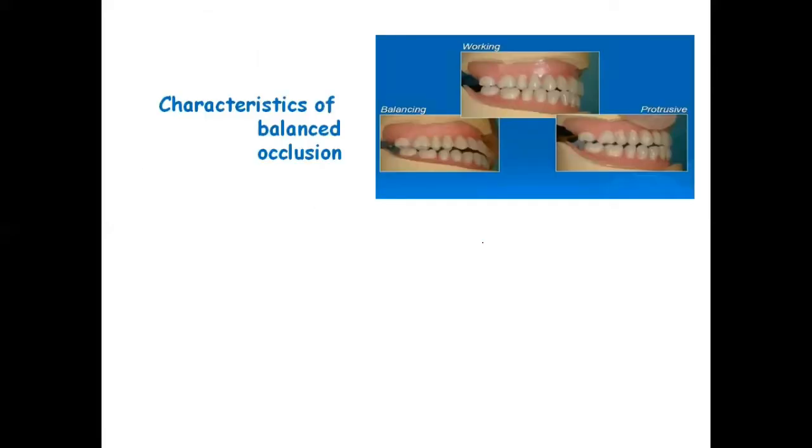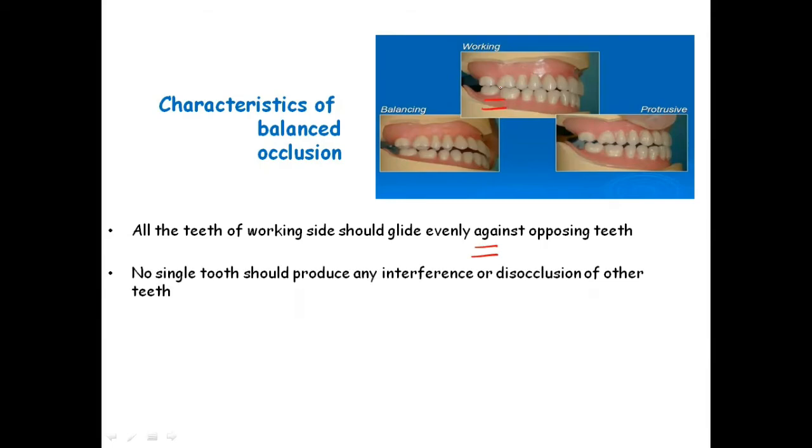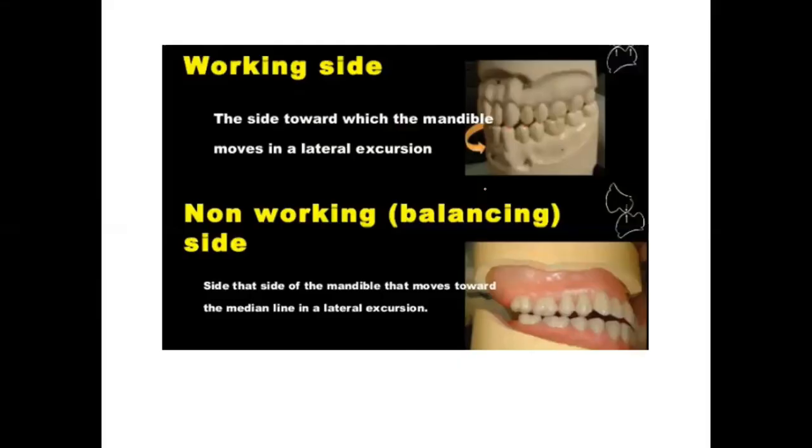Now, what are the characteristics of balanced occlusion? All the teeth of the working side should glide evenly against the opposing teeth. You can see here, no single tooth should produce any interference or disocclusion on other teeth. There should be contact on the balancing side, but it shouldn't interfere with the smooth gliding motion of the working side. There should be simultaneous contact during protrusion. Right.